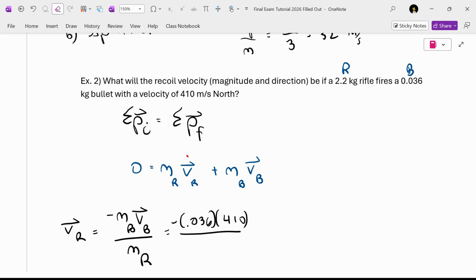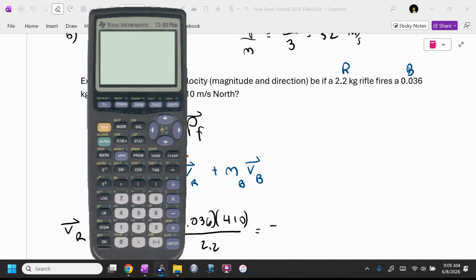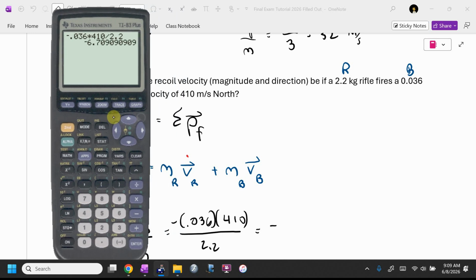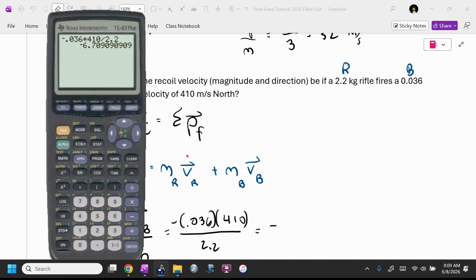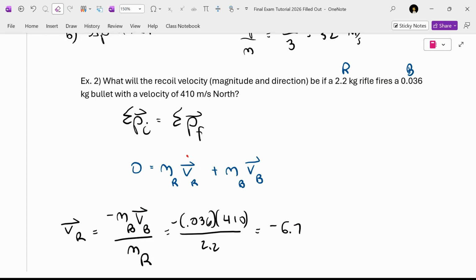Divided by the mass of the rifle, 2.2. We are going to get a negative answer. I'm not going to say negative south. After I get an answer, I'll say equals and then south. So it's going to be negative 0.036 times 410 divided by 2.2. Do y'all get negative 6.71? I need nods. So negative 6.71, which is 6.71 meters per second south.